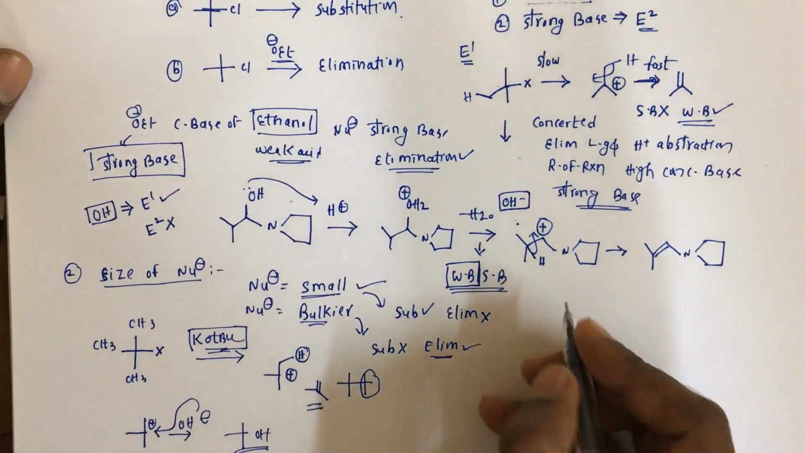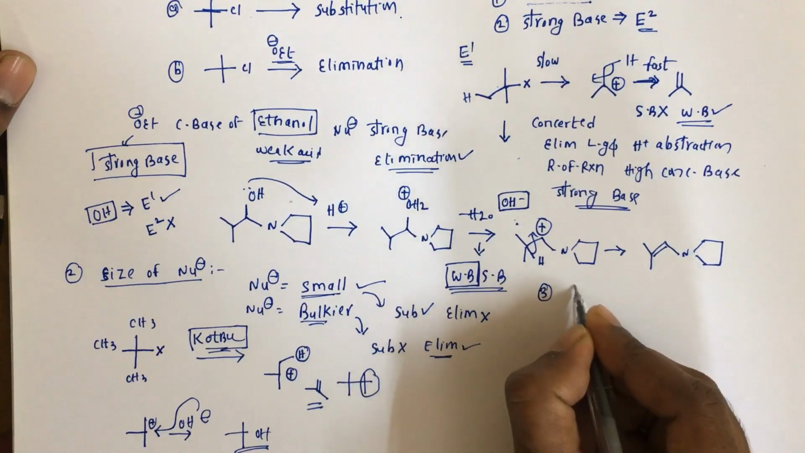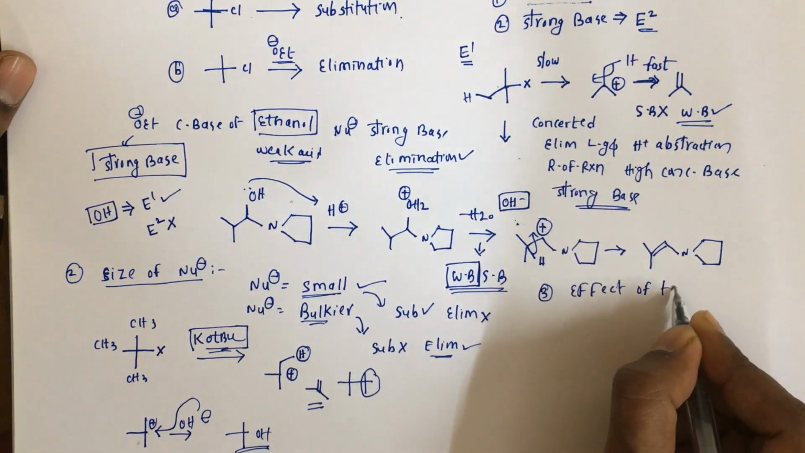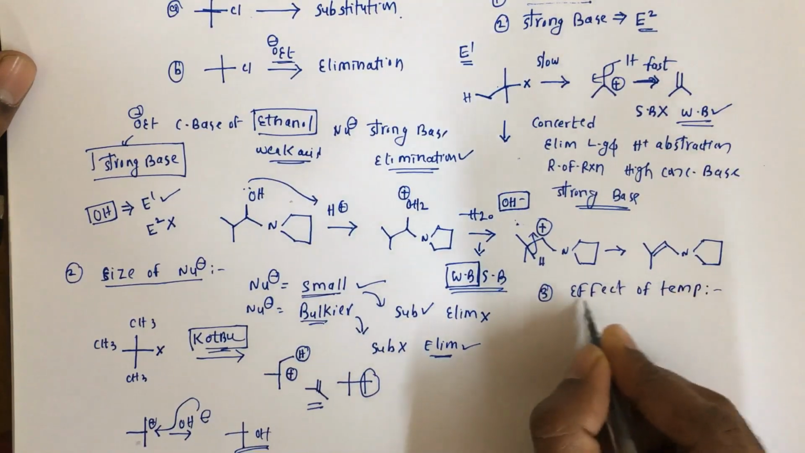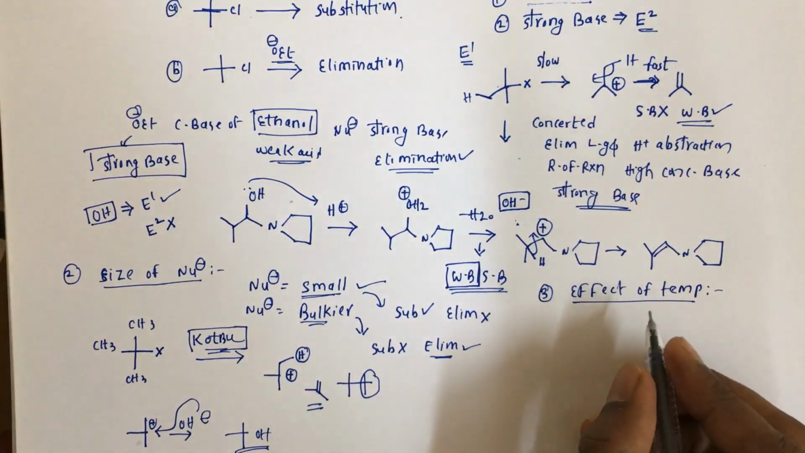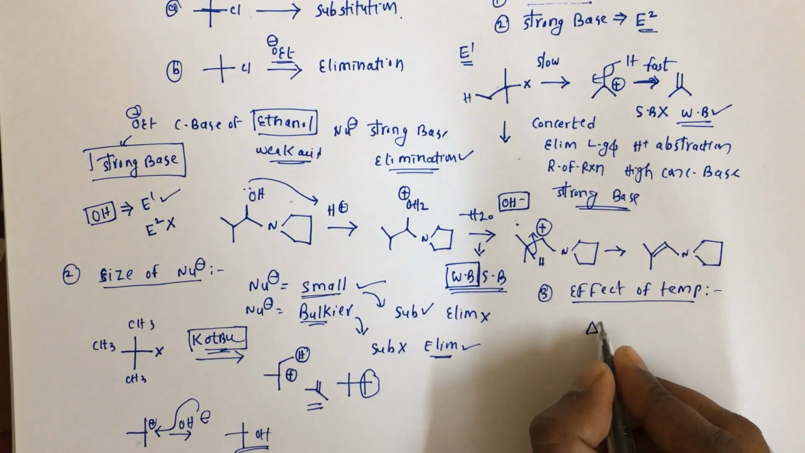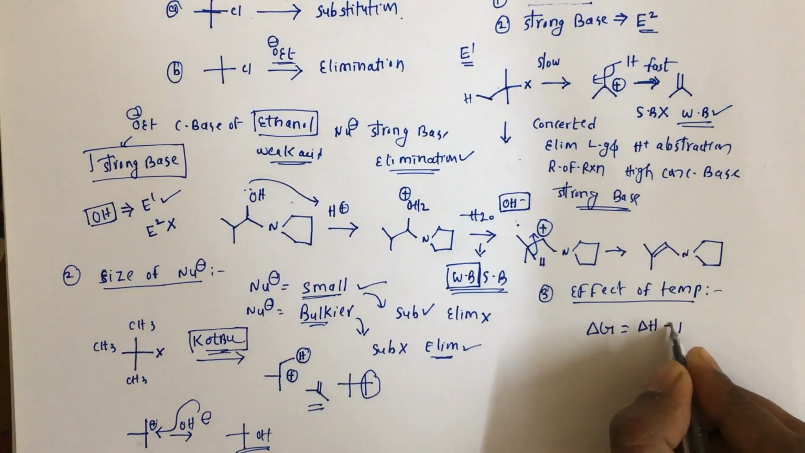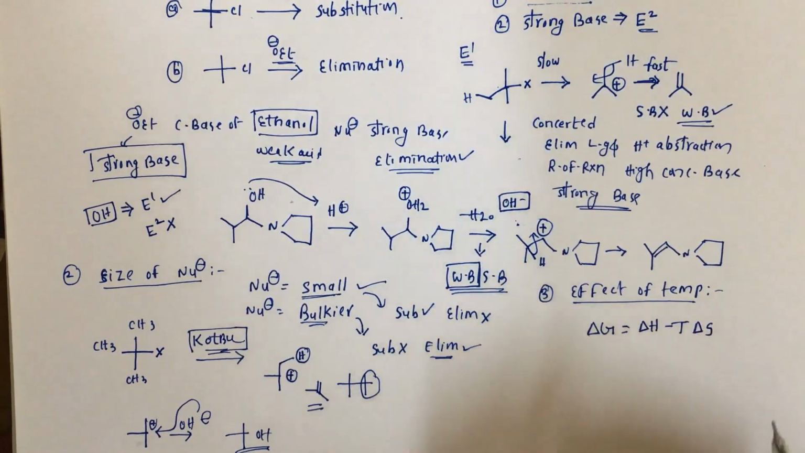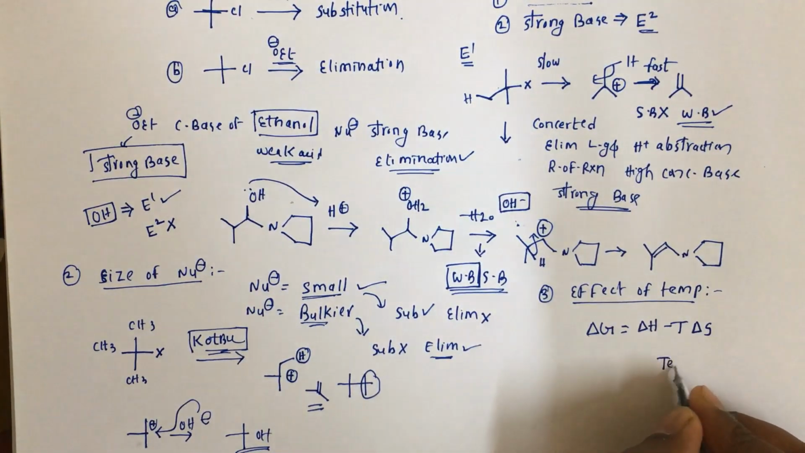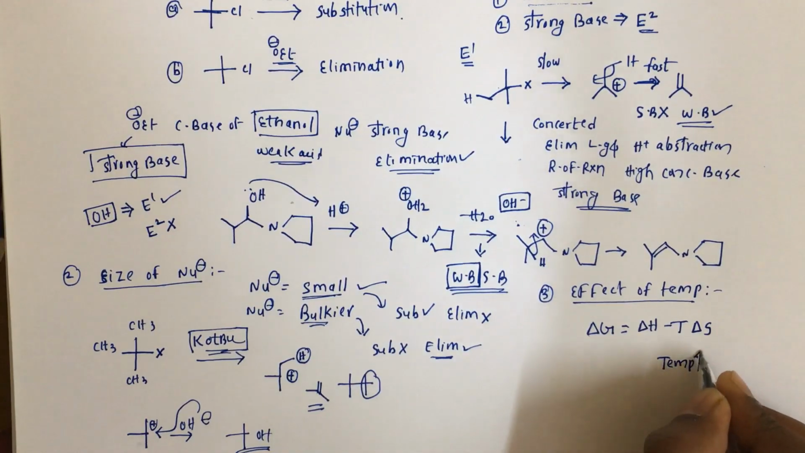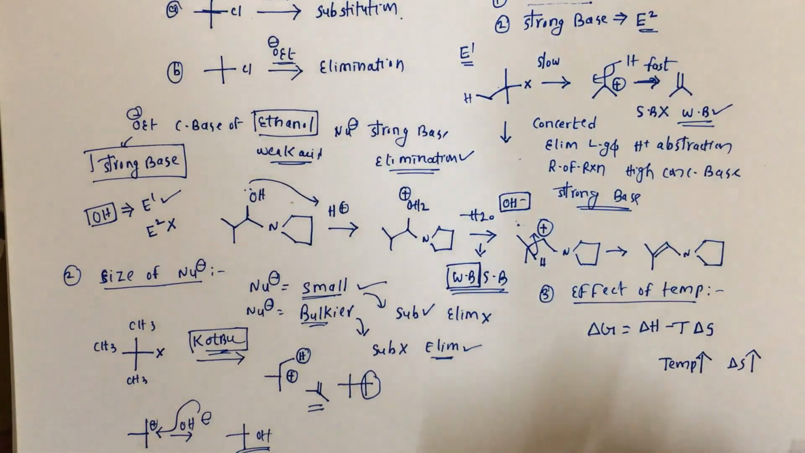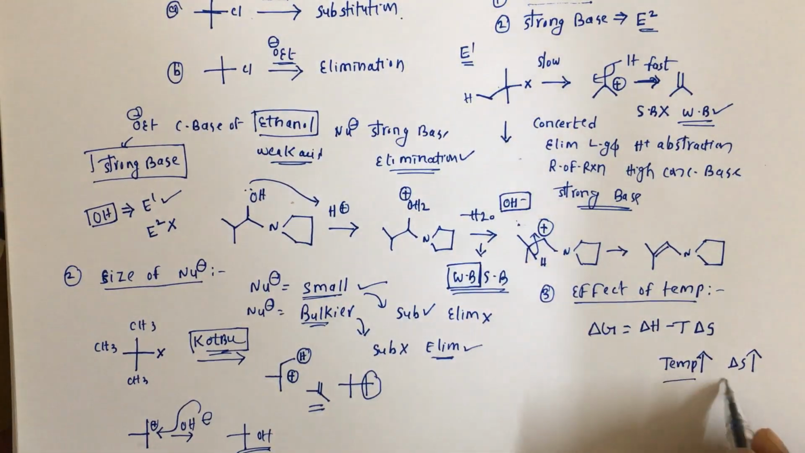And next we have the effect of temperature. This is very important. For this we'll take this principle, delta G equals delta H minus T delta S. So here, the temperature is increasing means delta S also increases, right? If temperature increases, delta S also increases.